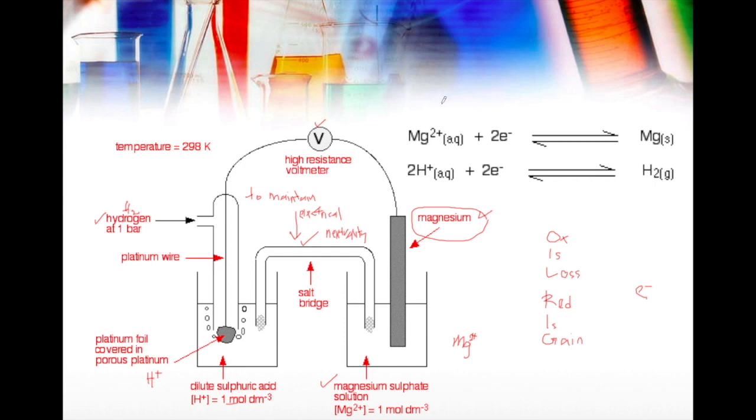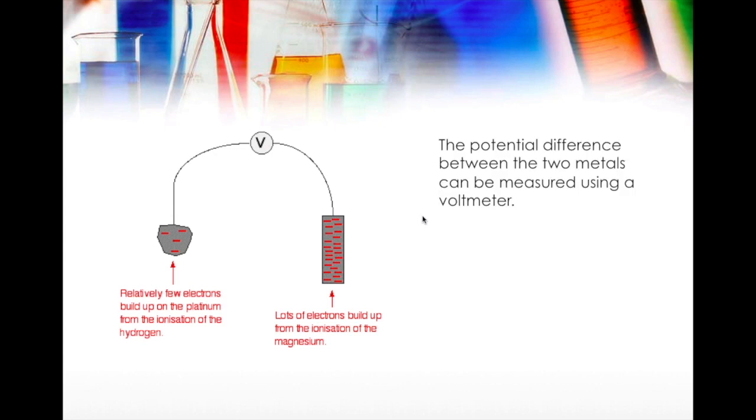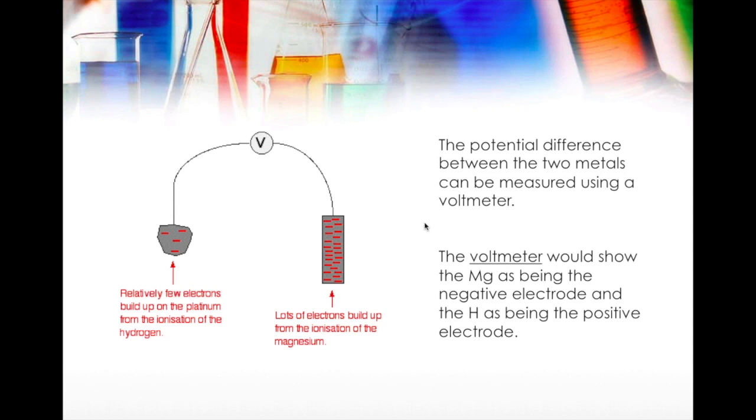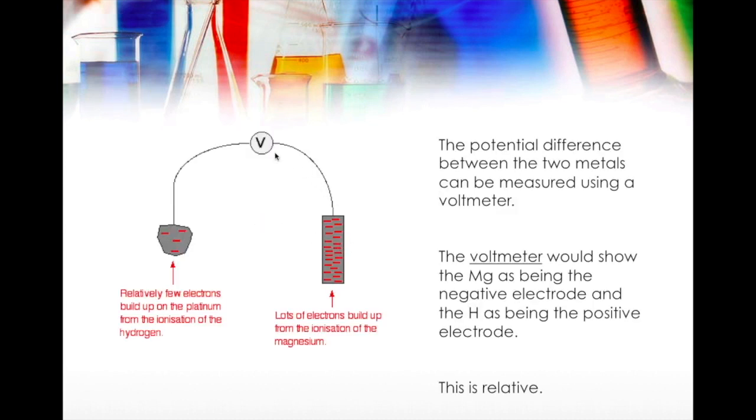So you can see these are the half equations that we'll see for this cell. Simple idea, we measure the potential difference using 2 metals, and this is directly measured using a voltmeter. The voltmeter would show magnesium being the negative electrode, because usually there are very few electrons available around the hydrogen electrode. So the high amount of electrons on this side would end up traveling to the other side that is relatively more positive. This is relative, so please take note of that. The reading of standard potential is in relative comparison to the hydrogen.